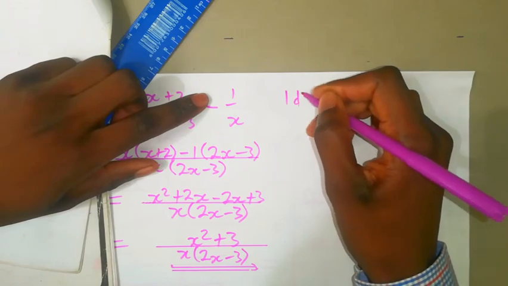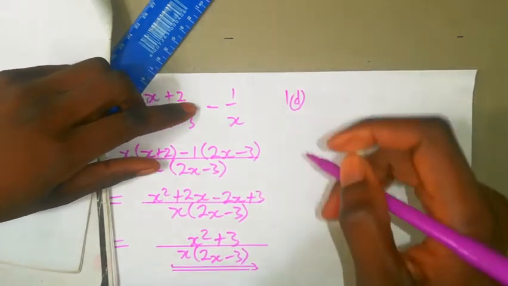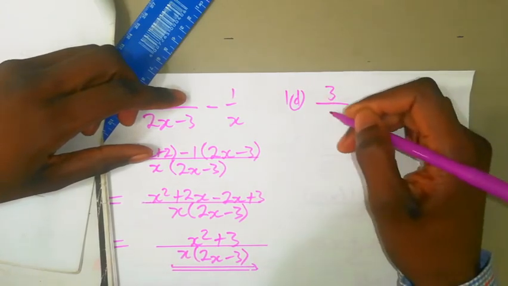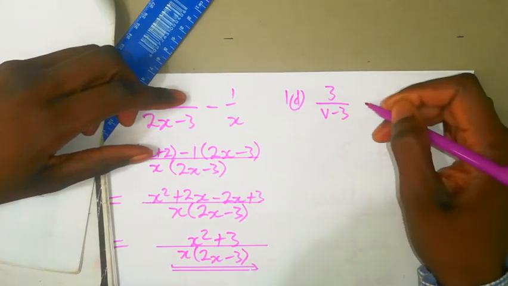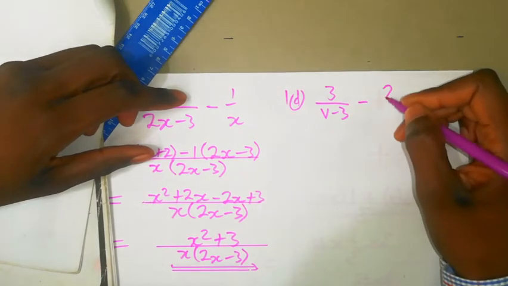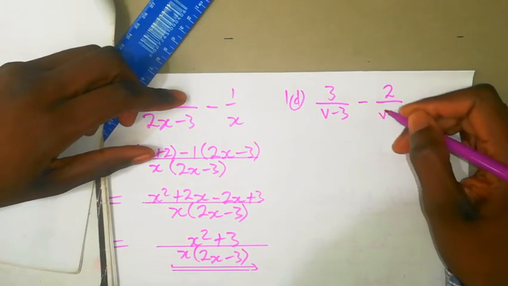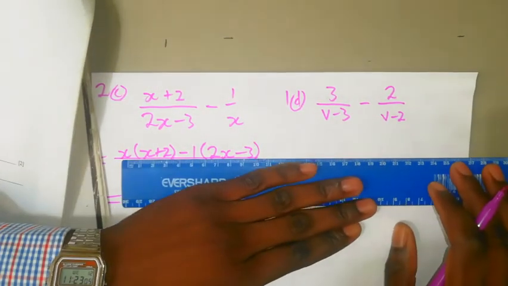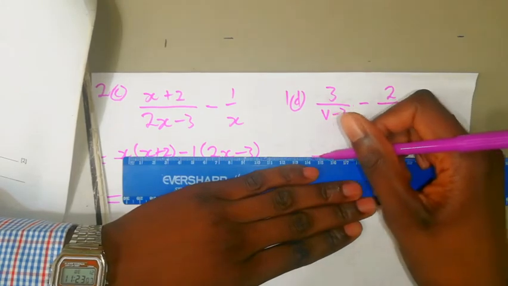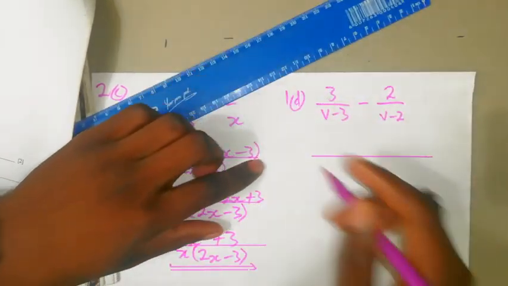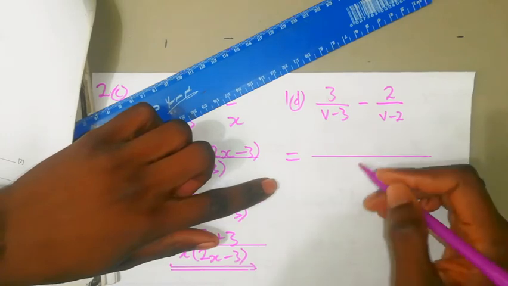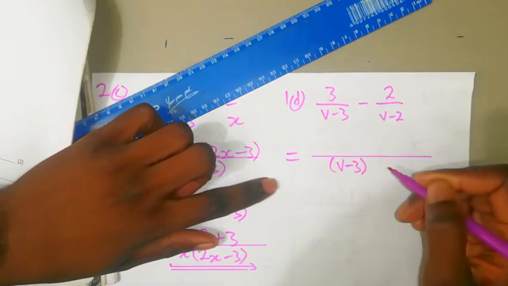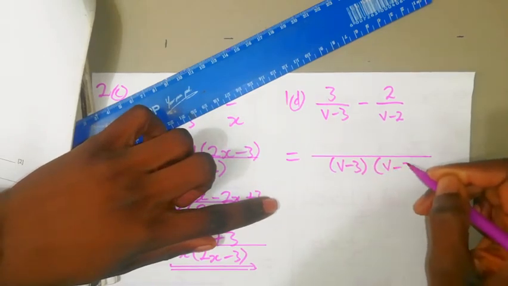This is our 2017. So that's 3 over v minus 3 minus 2 over v minus 2. First step, common denominator. Second step, cross multiplication. It's equal to common denominator is what? v minus 3 close, v minus 2 close.